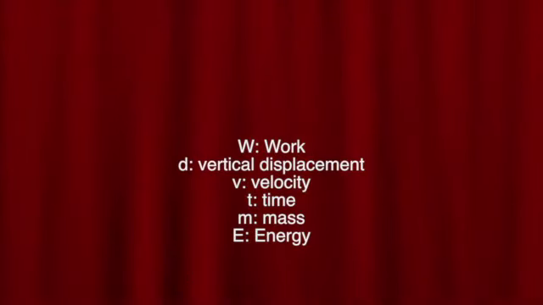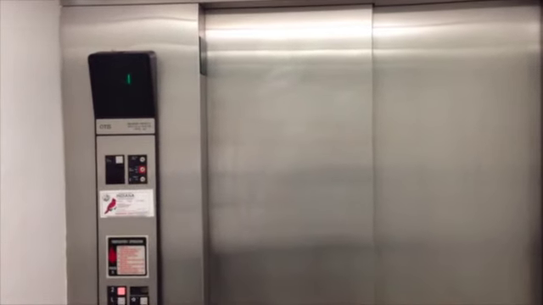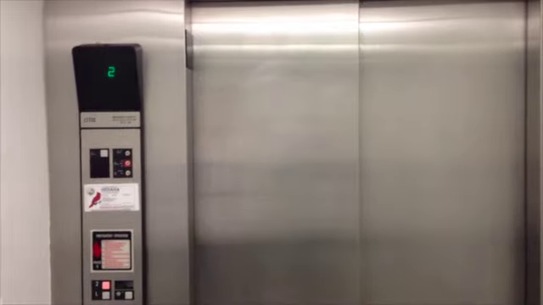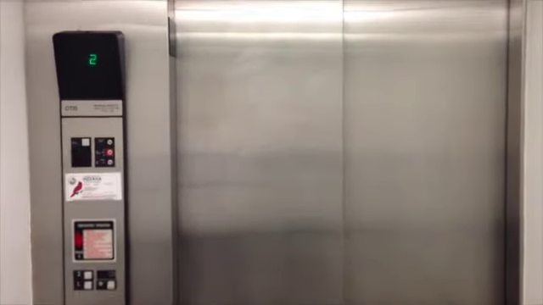W will represent work, M will represent mass, T will represent time, D will represent displacement, V will represent velocity, and E will represent energy. We also measure the vertical displacement from the basement to the ground floor and from the basement to the top floor. From the basement to the ground floor was 4.23 meters, and from the basement to the top floor was 7.55 meters. We also measure the time to go up the floors using both the stairs and the elevator.